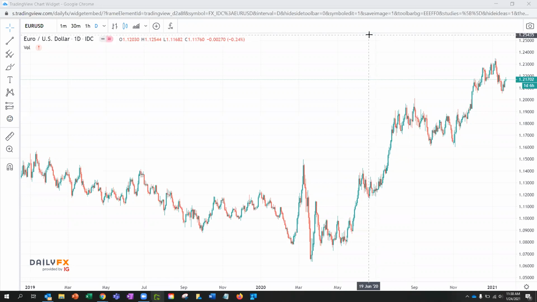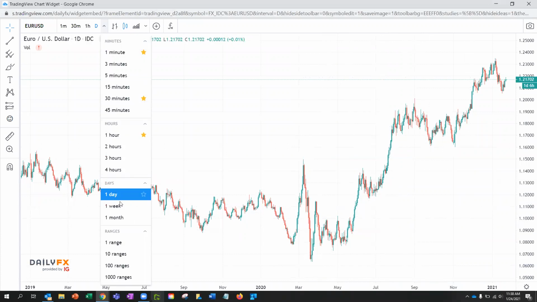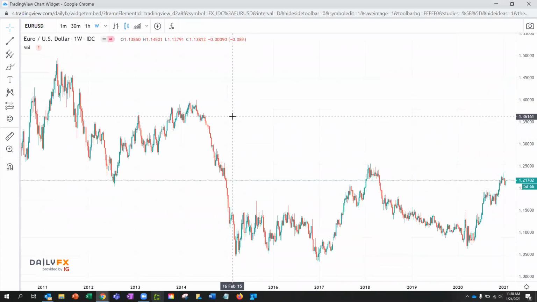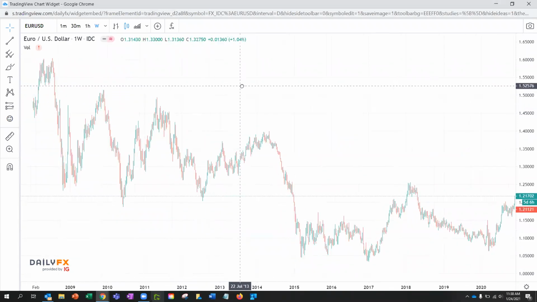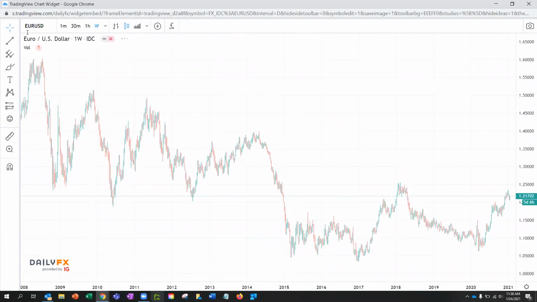Let's go ahead and map out potential price action for the Euro-Dollar this week. What we're looking at here is a daily chart showing this uptrend which started in early 2020. But even pulling back further, let's talk about the weekly first. So this is a multi-year trend line. This comes from about 2008, when we see this price action going all the way back.